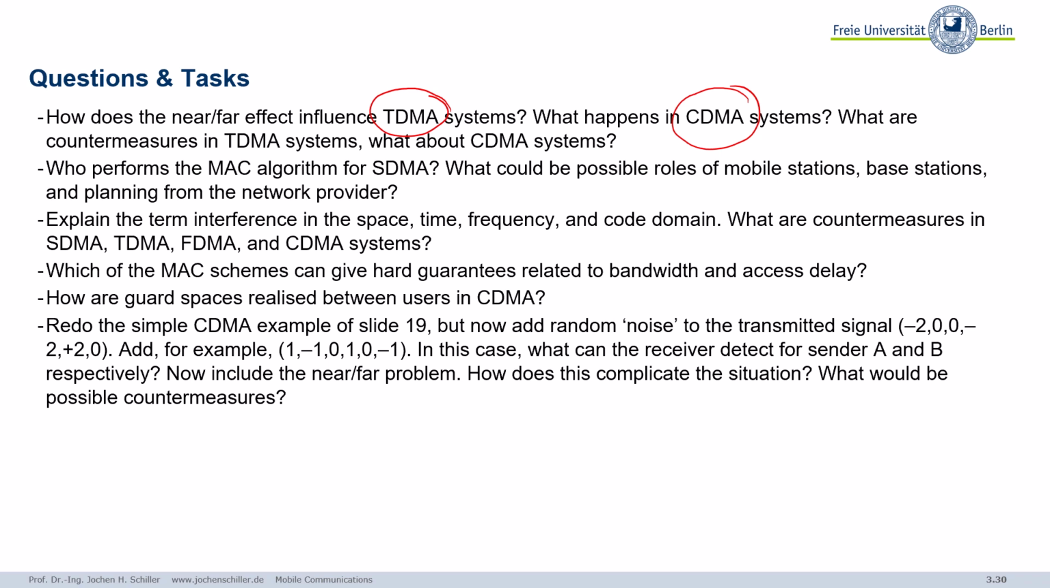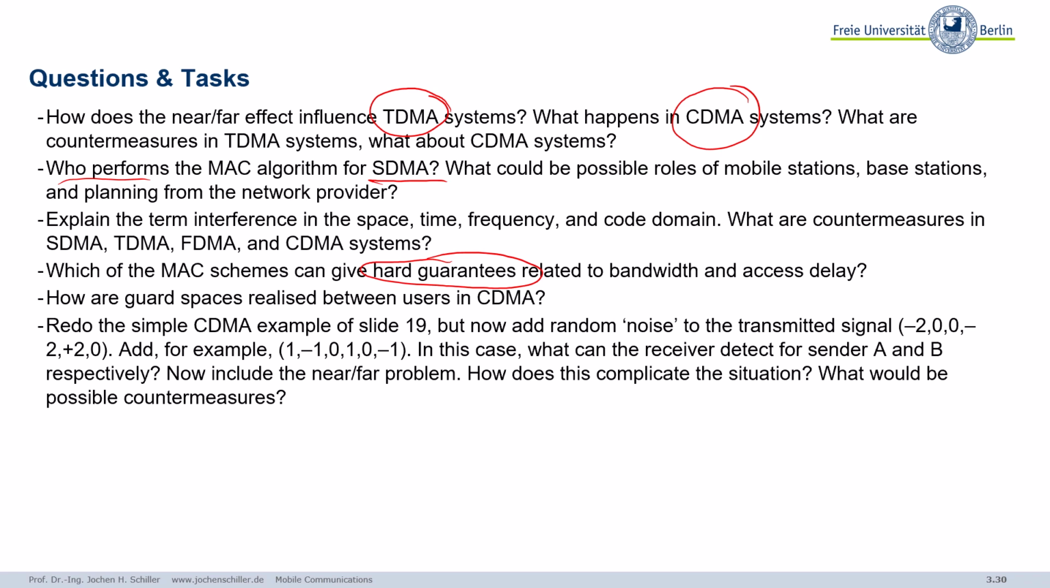Then who is actually responsible for MAC in SDMA? What are the roles of mobile stations, base stations, things like this, planning of network providers? And then think of different terms like interference. What does interference mean if you use S, T, F or CDMA? What are the countermeasures? Think of the different MAC schemes and think of hard guarantees. Can you give some hard guarantees? Okay, I know if you have a wideband jammer, you cannot give any guarantees. But under normal circumstances, can you give guarantees with what type of schemes?